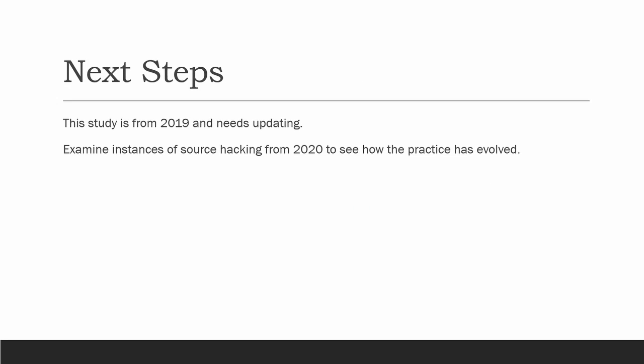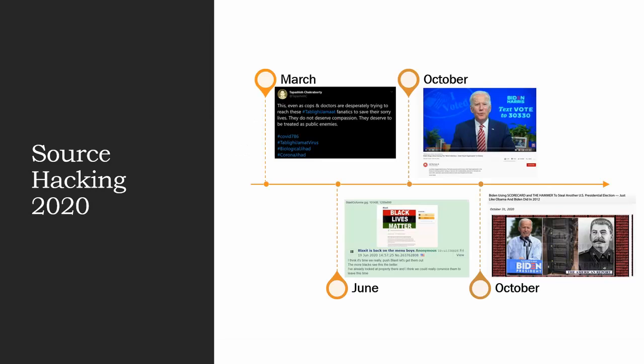The main flaw with this report is that it was released in 2019, and after the year of disinformation we had in 2020, I sought out to identify more recent examples of source hacking. By searching through the media manipulation casebook, I found four such examples from 2020. Corona Jihad, the Blacksit campaign, Joe Biden's alleged voter fraud campaign, and Scorecard and Hammer.